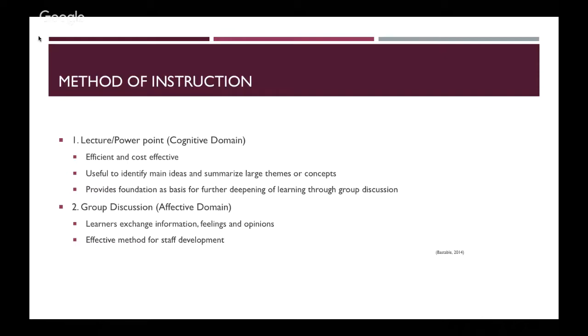So for this teaching project, the method of instruction that will be used is both lecture PowerPoint and a group discussion. So the lecture PowerPoint is looking at the cognitive domain. This has been found to be efficient and cost-effective. It's useful to identify main ideas and summarize large themes or concepts. And it provides a good foundation as a basis for further deepening of learning through something like group discussion. The second method of instruction will be group discussion, or the affective domain. Here, learners will exchange information, feelings, and opinions, and this is found to be an effective method for staff development.